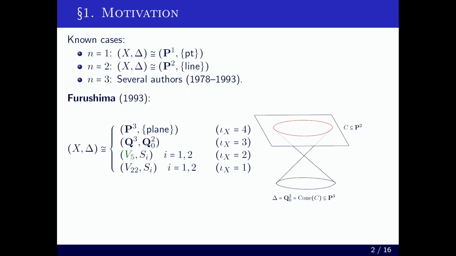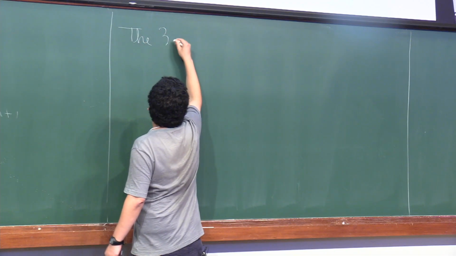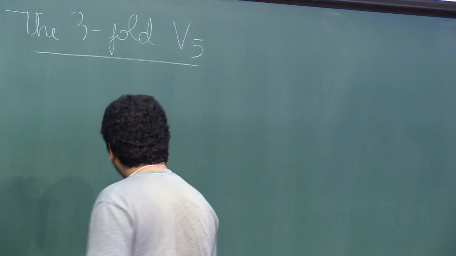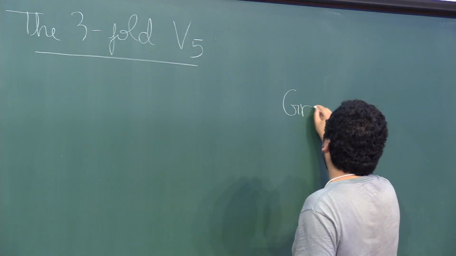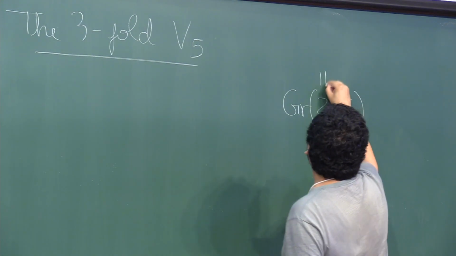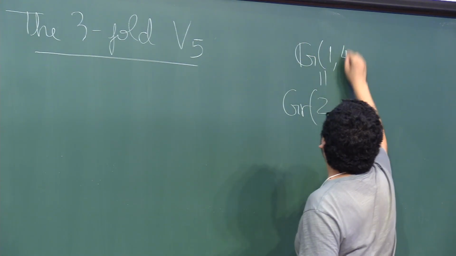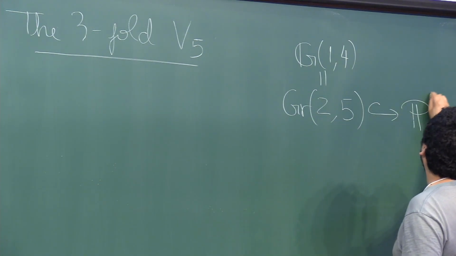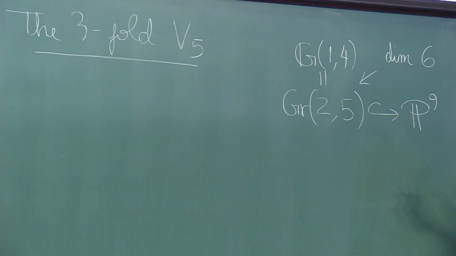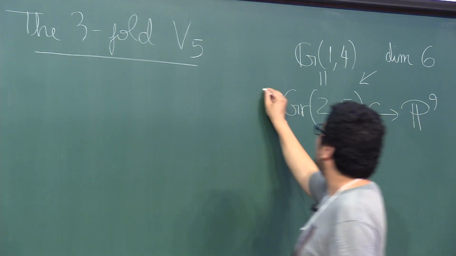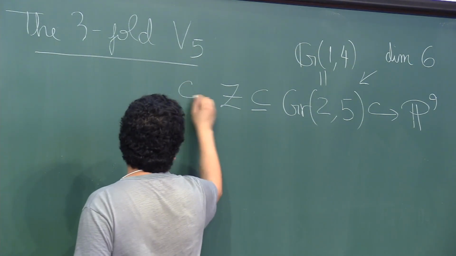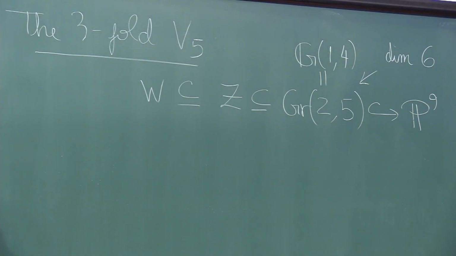So let me recall what the threefold V5 is. You consider the Grassmannian of two-dimensional linear subspaces of C^5. So if you want, projective lines in P^4, and you take the Plücker embedding into P^9. Okay, this is a 6-dimensional variety. And you take here a smooth hyperplane section. You get a 5-fold. Let's call it Z. Then you take another hyperplane section. You get a 4-fold. Let's call it W. And then you take another hyperplane section. You get a 3-fold, which is V5.